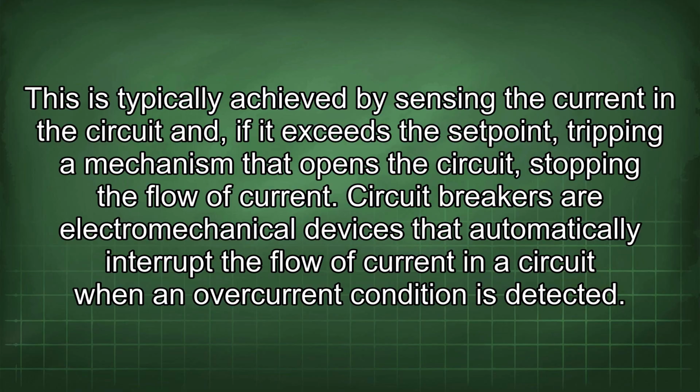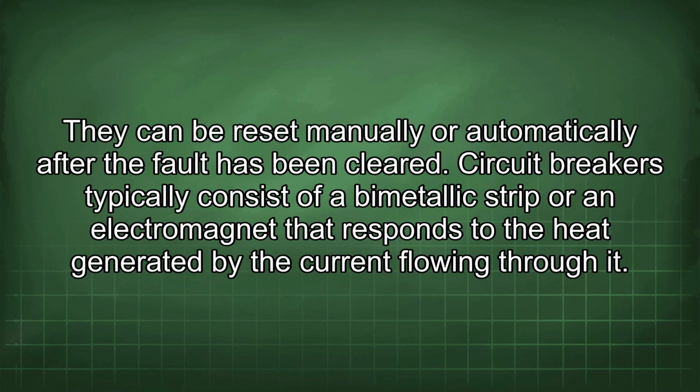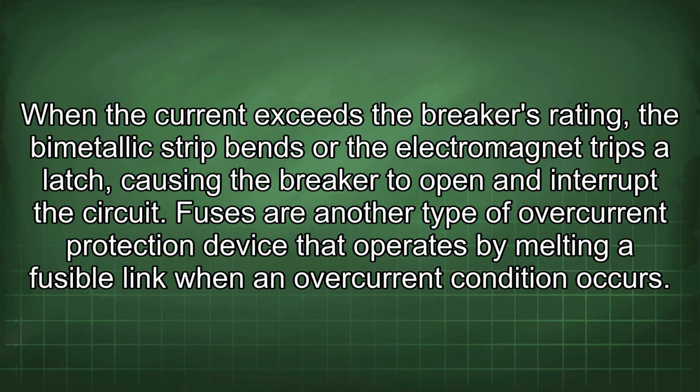Circuit breakers are electromechanical devices that automatically interrupt the flow of current in a circuit when an overcurrent condition is detected. They can be reset manually or automatically after the fault has been cleared. Circuit breakers typically consist of a bimetallic strip or an electromagnet that responds to the heat generated by the current flowing through it. When the current exceeds the breaker's rating, the bimetallic strip bends or the electromagnet trips a latch, causing the breaker to open and interrupt the circuit.